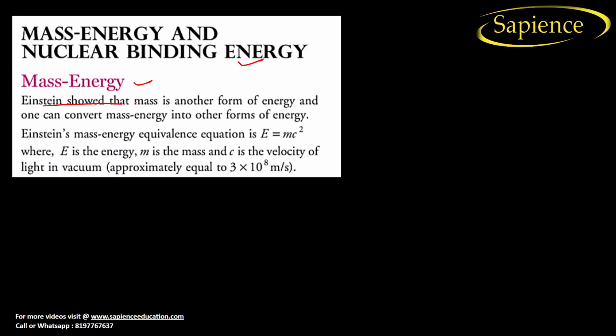Einstein showed that mass is another form of energy, and one can convert mass energy into another form of energy. Einstein's mass-energy equivalence is E = mc². It means that mass can give you the equivalent amount of energy.